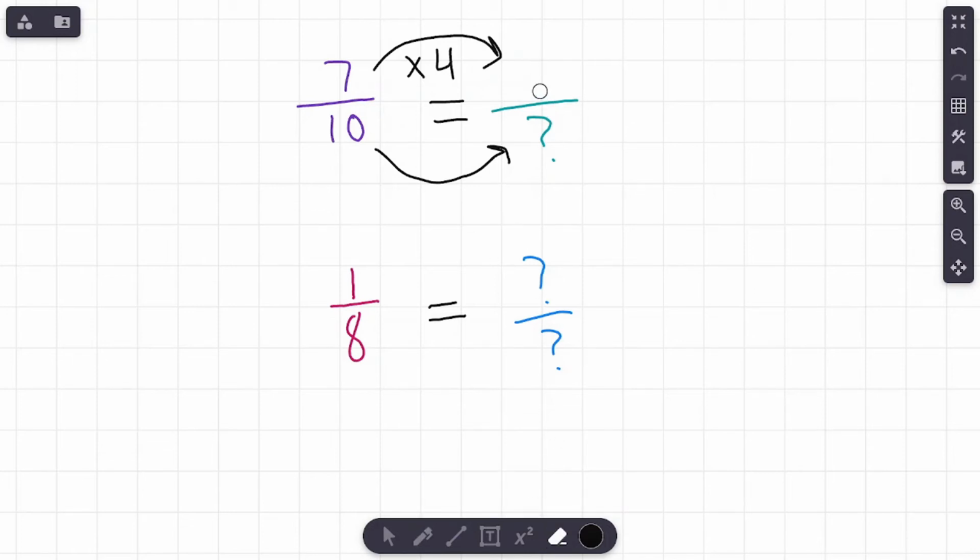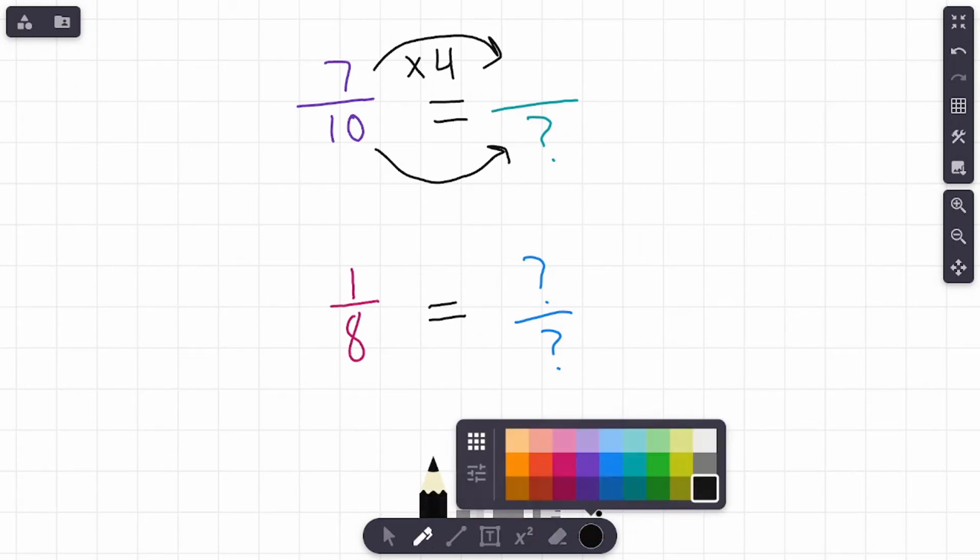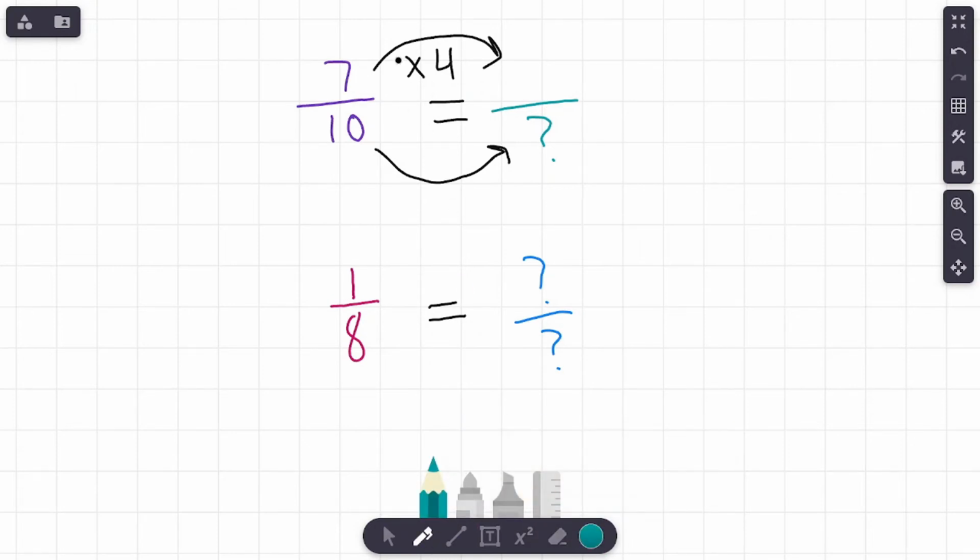And what I'm going to do here is multiply the numerator, 7 times 4. Let me think what that is. 7, 14, 21, 28. All right, so my equivalent numerator would be 28.